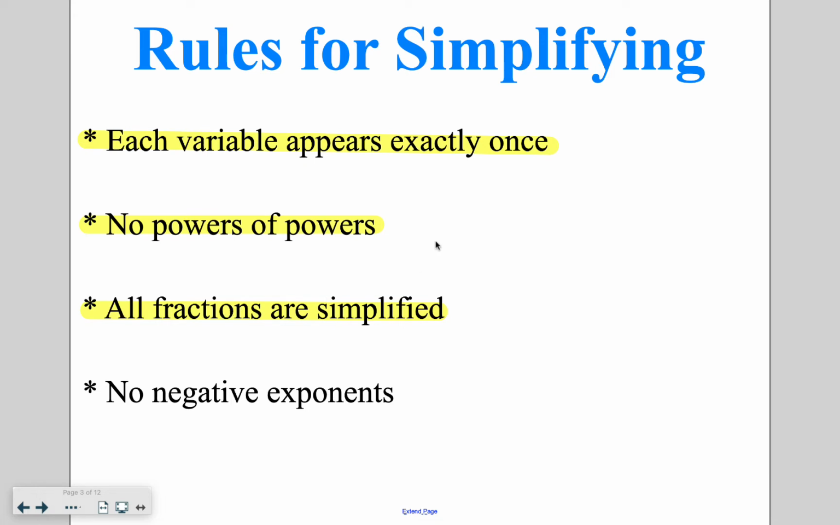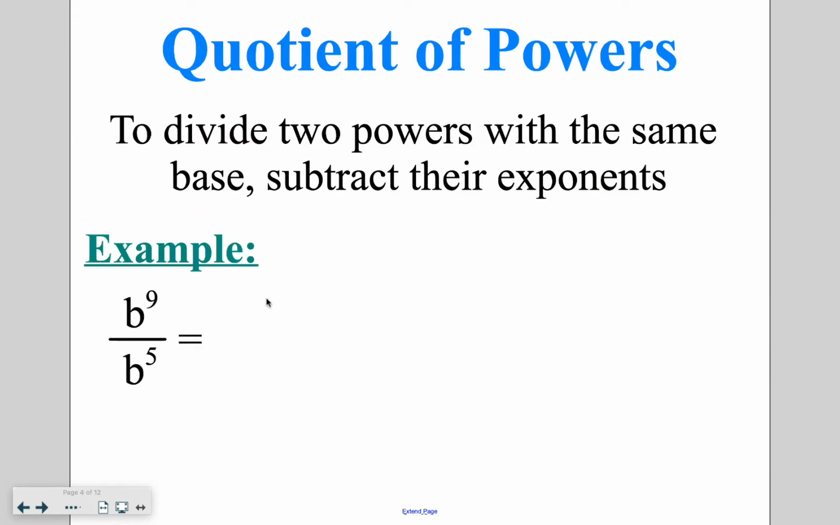We still want to cover having each variable appear exactly once and no double exponents, so no powers of powers. And now we're going to get into the fact that all fractions also must be simplified. So we're going to start with the quotient of powers rule, and this is saying that two powers being divided that have the same base, we're now going to subtract their exponents.